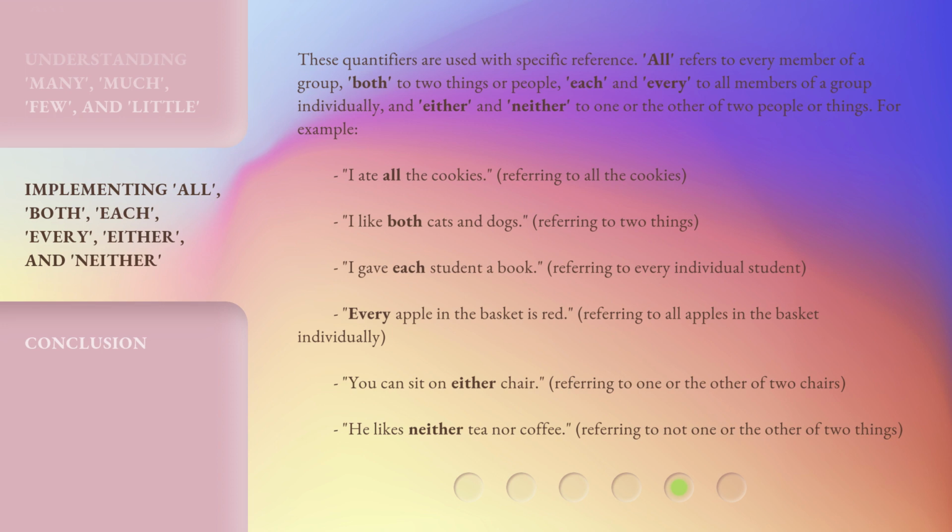For example, I ate all the cookies, referring to all the cookies. I like both cats and dogs, referring to two things. I gave each student a book, referring to every individual student. Every apple in the basket is red, referring to all apples in the basket individually. You can sit on either chair, referring to one or the other of two chairs. He likes neither tea nor coffee, referring to not one or the other of two things.